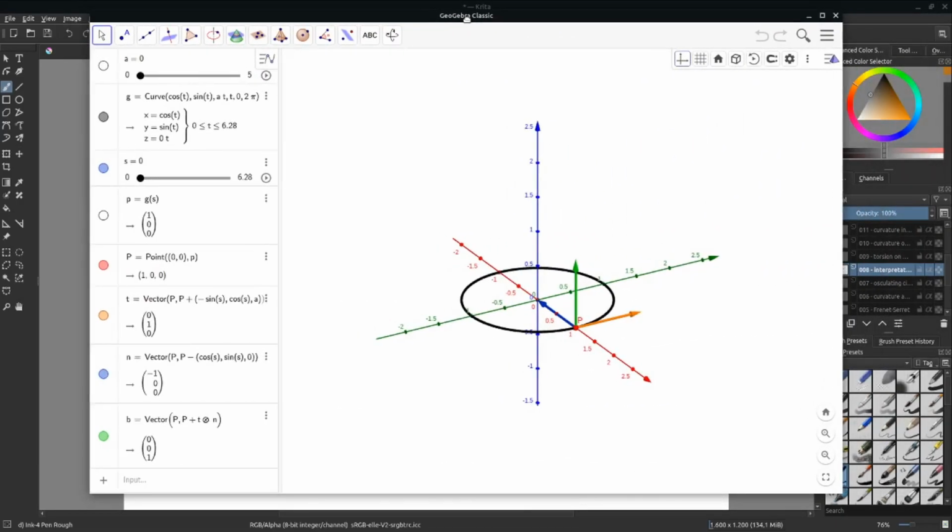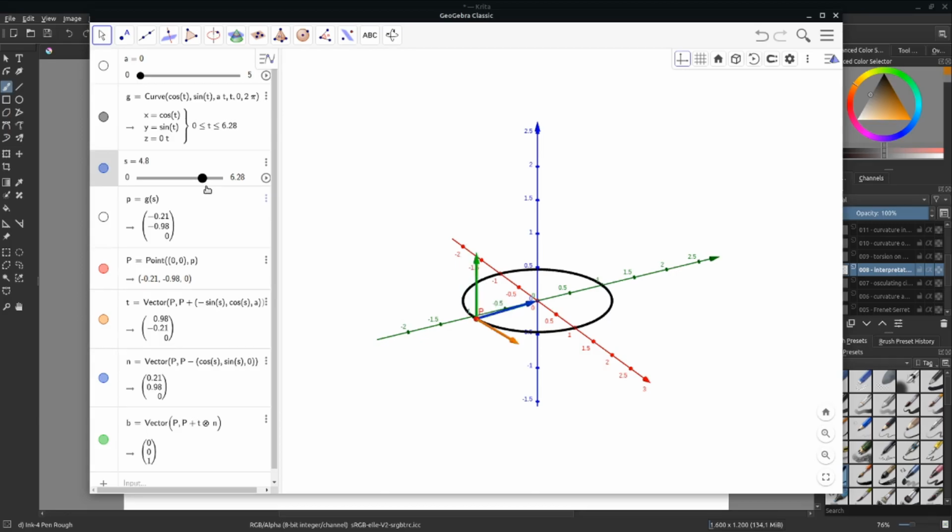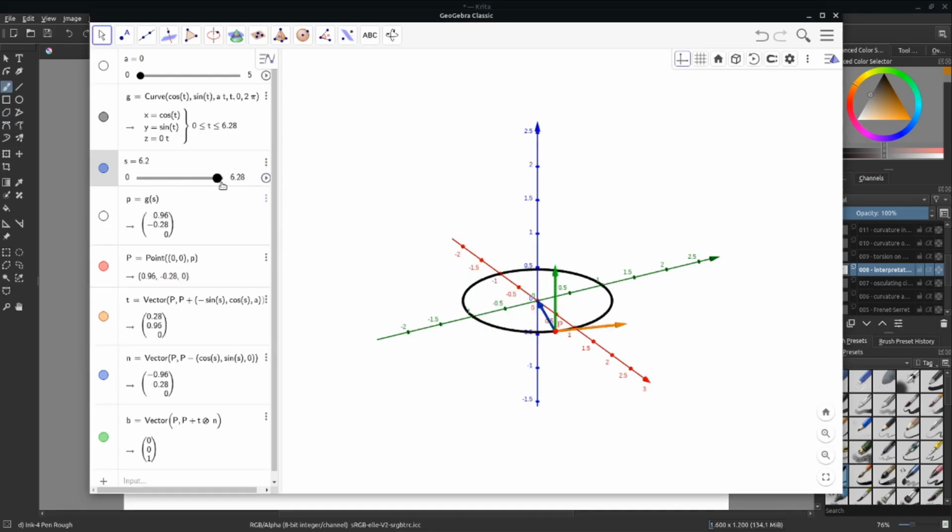So I did whip up some basic GeoGebra for this. Here I have a basic circle, and I have a point on it. I'm plotting the tangent vector in orange, the normal vector in blue, and the binormal vector in green. If I spin my point around the curve, I can see that indeed the tangent vector changes, the normal vector changes, and it's pointing at the center. Because it's a circle, we know the curvature is constant, and the binormal vector never changes. It's always going up.